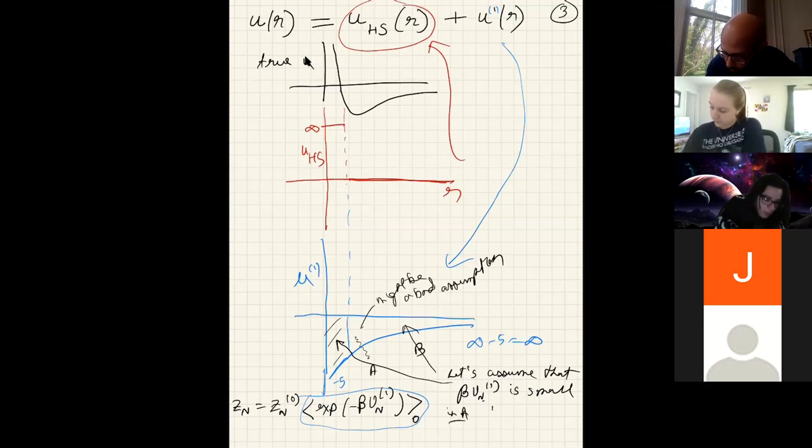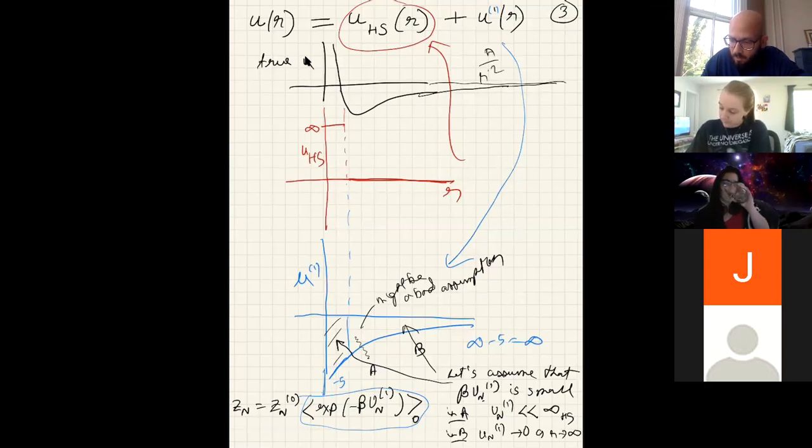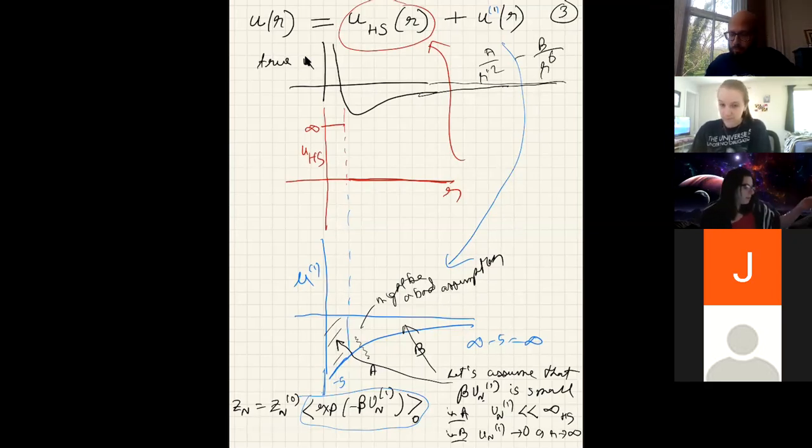In A, we know that un1 is much smaller than infinity, which is our hard sphere potential. In B, we know that un1 tends to 0 as r tends to infinity. That's the way it's designed, this Lennard-Jones potential. If I extended the line over here, you can see that it really goes over to 0, because typically we assume terms like a by r to the power 12 minus b by r to the power 6, and you can see why this goes to 0. So it's an okay assumption in both regimes.